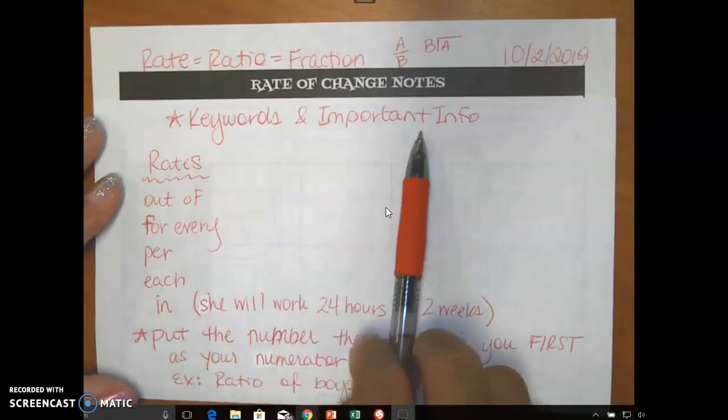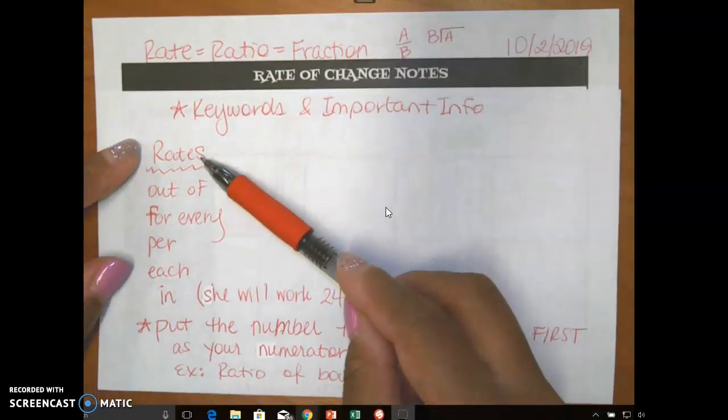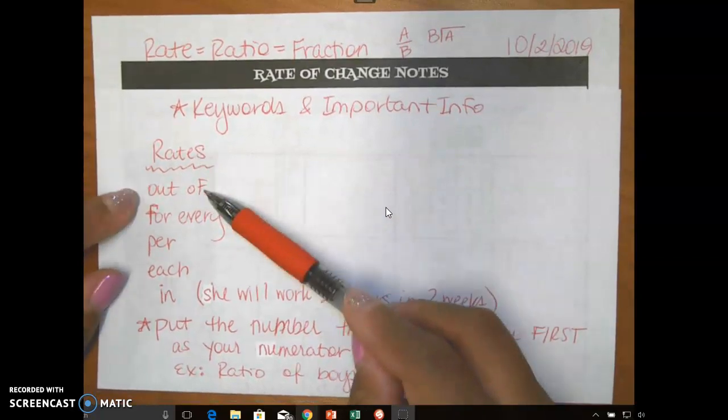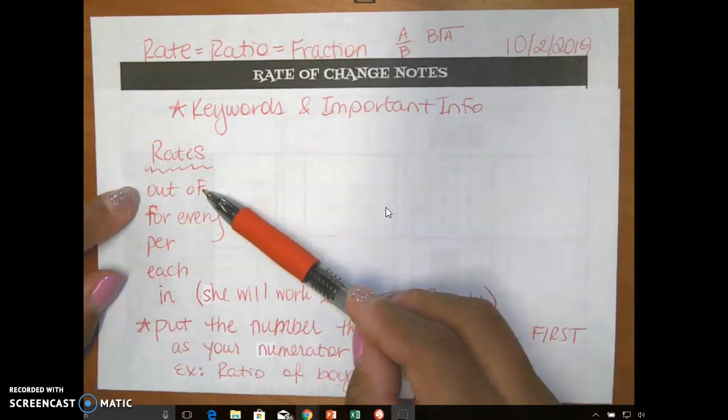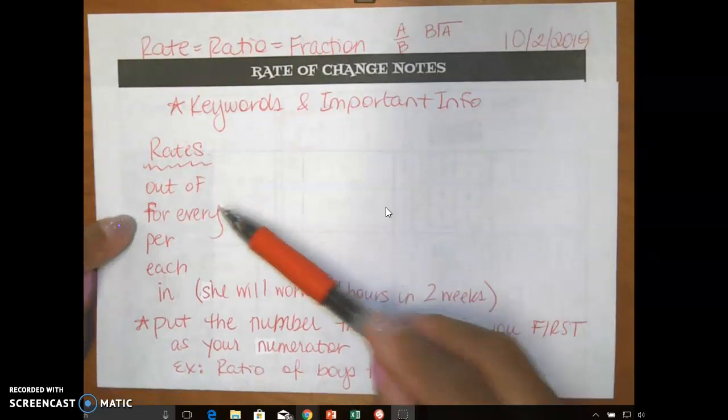So, keywords and important information. Rates. When you see them in word problems, you're going to see words like "out of." For example, in Miss Starling's class, there are 12 boys out of the total. So, it's probably going to be like 12 out of 30. Okay? For every.